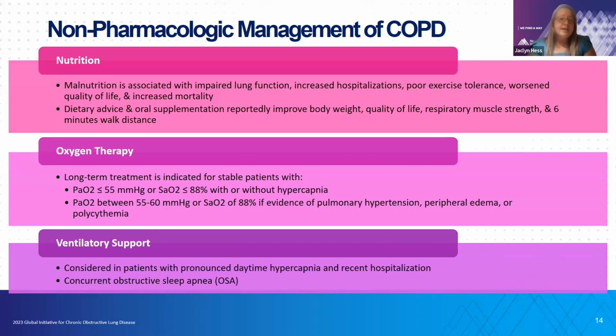As COPD progresses, weight loss and malnutrition typically develop, and it indicates a poor prognosis. We know that malnutrition is associated with impaired lung function, increased hospitalizations and mortality, poor exercise tolerance, and worsened quality of life. So providing dietary education that includes oral supplements has been shown to improve body weight, quality of life, improve their respiratory muscle strength, and their 6-minute walking distance.